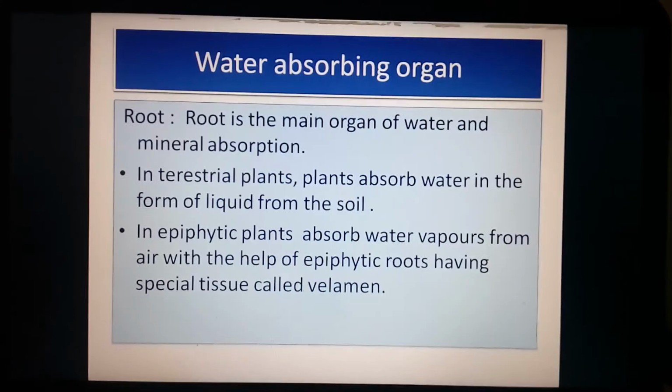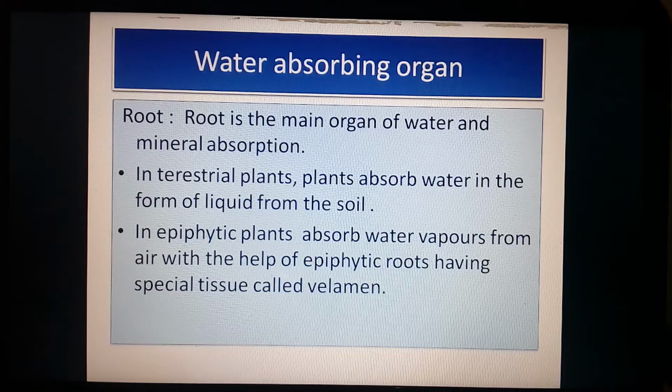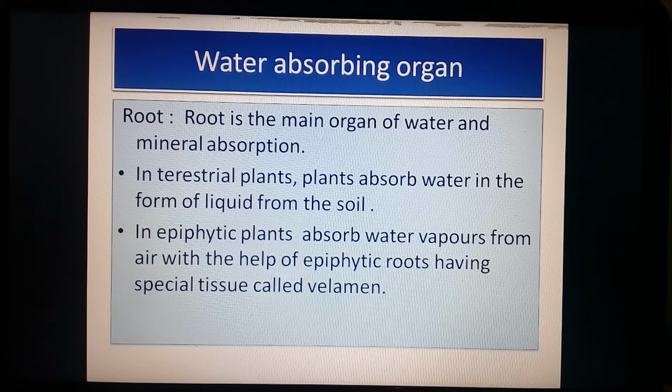If we take some epiphytic plant like Vanda, these plants grow in the dense forest. One plant grows on the branches of a huge plant body, so it is called an epiphytic plant. In these epiphytic plants, there is a formation of epiphytic roots, and the epiphytic root contains a special tissue meant for the absorption of moisture from the atmosphere, and this tissue is called velamen.